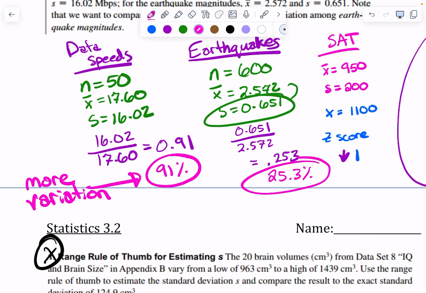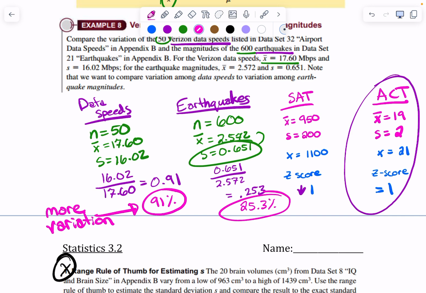Kind of like when we're comparing apples to oranges on SAT and ACT, I want to be able to compare and see which one has more range or more variation. Verizon data speeds have more variation. Got it? Let's see what the question asked. Note that we want to compare variation among data speeds to variation among earthquakes. This one has more variation. Got it? Questions about that?